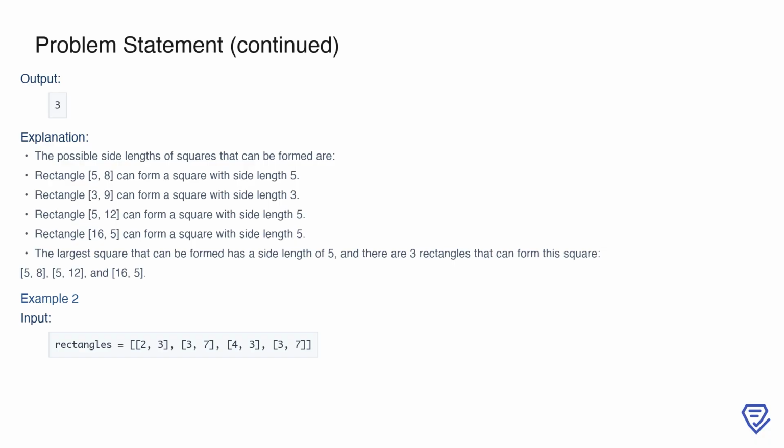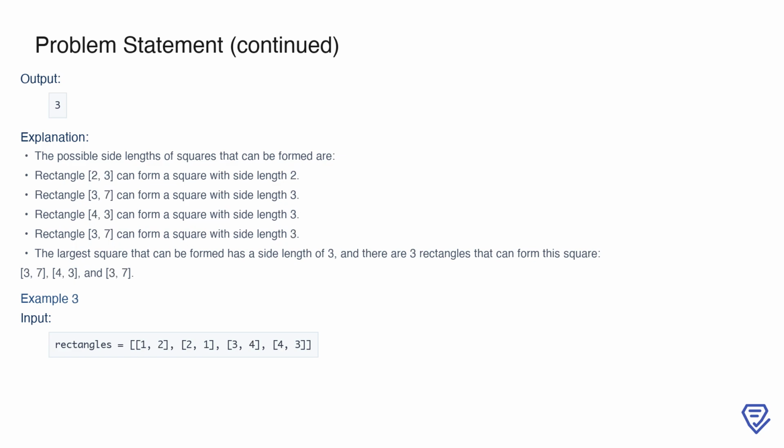The input is a list of rectangles with dimensions [5, 8], [3, 9], [5, 12], [16, 5]. For each rectangle, we calculate the maximum square it can form by taking the smaller of its two dimensions. For instance, the rectangle [5, 8] can form a square with side 5, [3, 9] can form a square with side 3, and so on. After calculating the possible side lengths for all rectangles, we see that the largest square that can be formed has a side length of 5. There are 3 rectangles capable of forming this square: [5, 8], [5, 12], and [16, 5]. Therefore, the output for this example is 3.